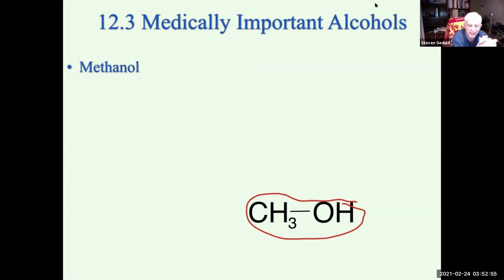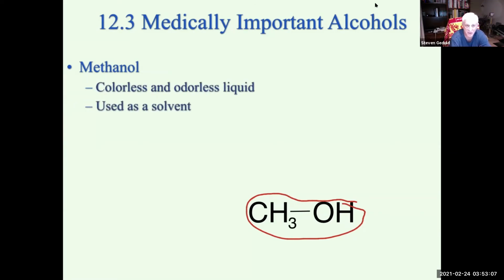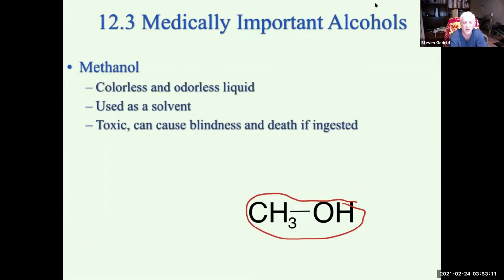But it takes on many different names and many uses nowadays. Methanol is extremely poisonous, very toxic to the human body. It's colorless and odorless, but it tastes like ethanol. It's used as a solvent because it's polar. It's toxic, can cause blindness and death if ingested. It can be used as a fuel. Like any alcohol, it can be used as a fuel.